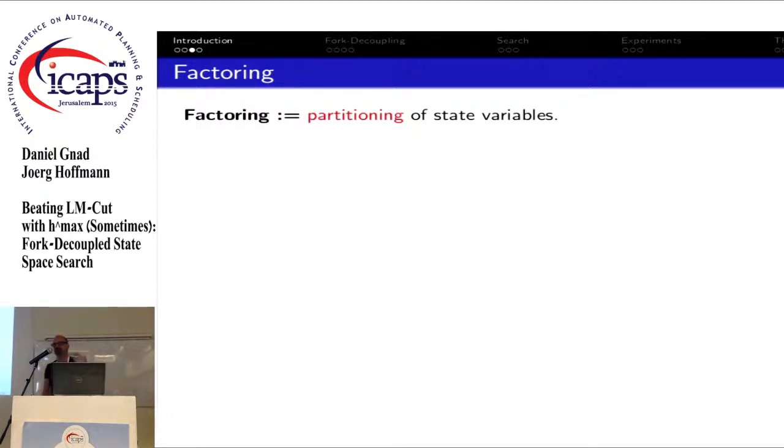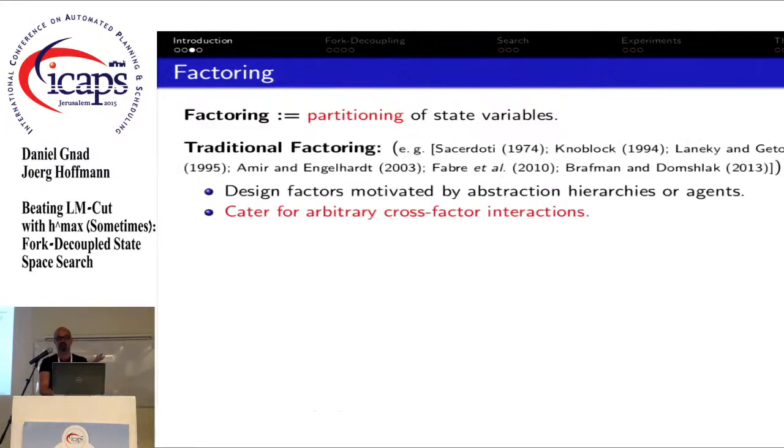First of all, where is this in our topology of planning methods? It's in the family of factored planning methods. When I say factoring, I mean a partitioning of the state variables, like truck, package. Each of those would be a factor. You all know there's a long history of factored planning. I'm not going to really go into this. The one thing they all share is that they cater for arbitrary cross-factor interactions. So nobody ever restricts the topology of their agents. They might be trying to get a simple topology, but in principle, they can handle arbitrary topologies.